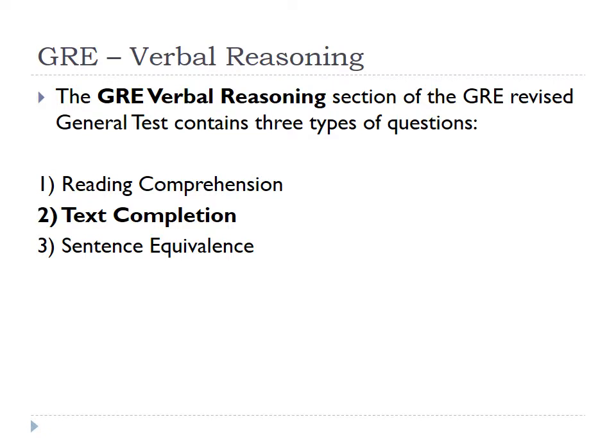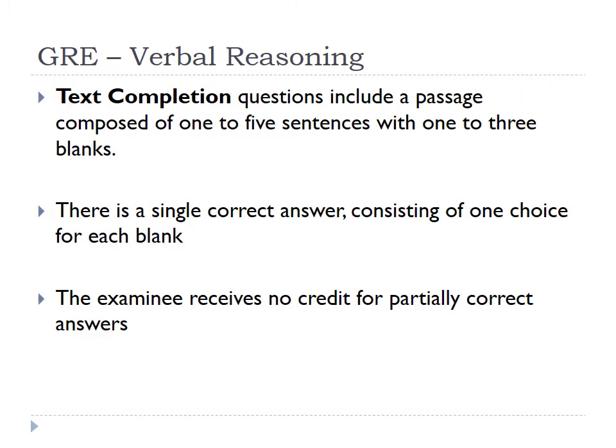Next type of question for the verbal section. Text completion. Text completion questions include a passage composed of 1 to 5 sentences with 1 to 3 blanks, a single correct answer consisting of one choice for each blank. You receive no credit for partially correct answers.